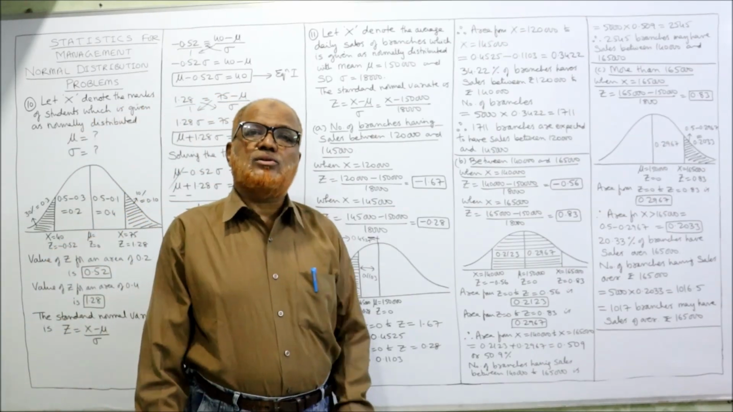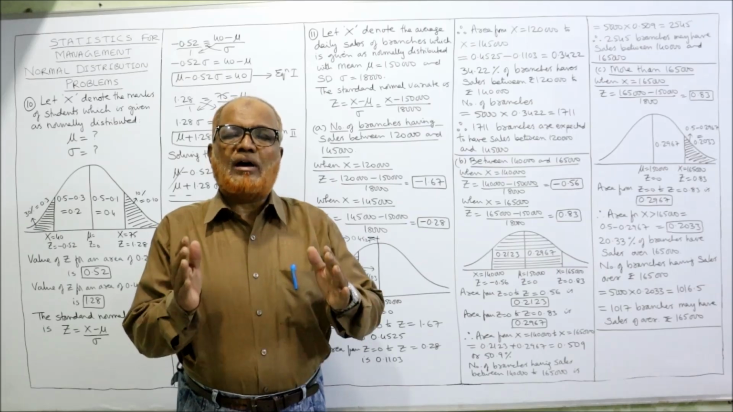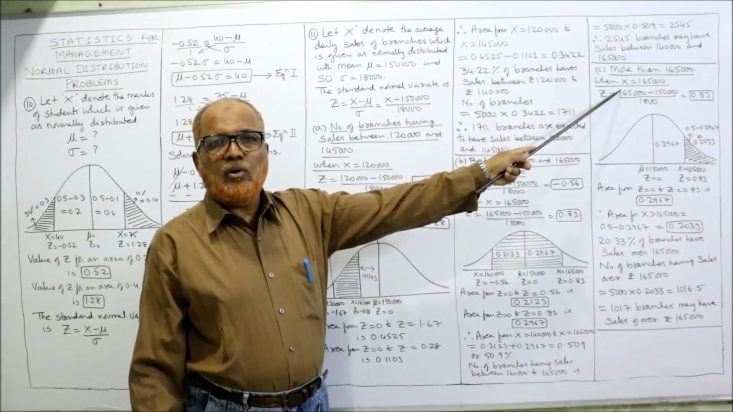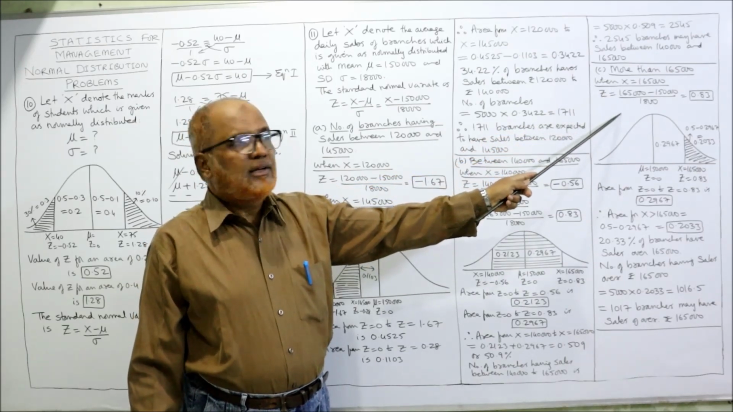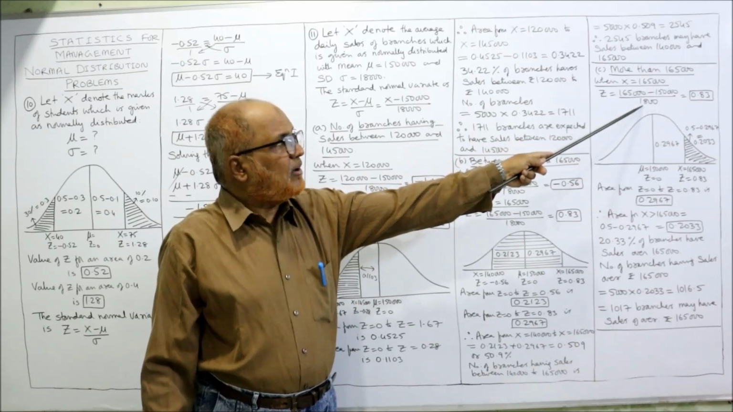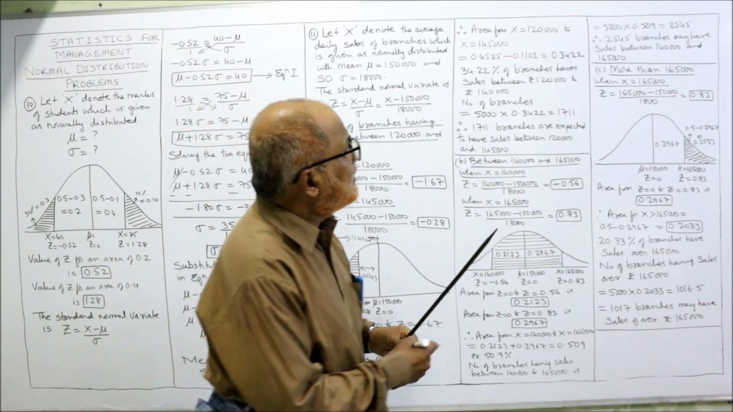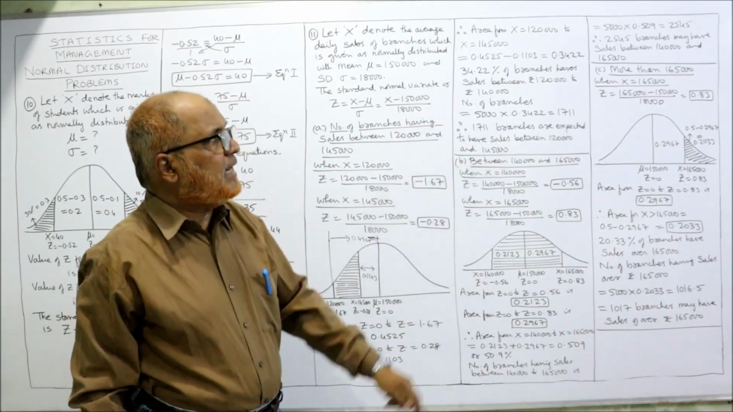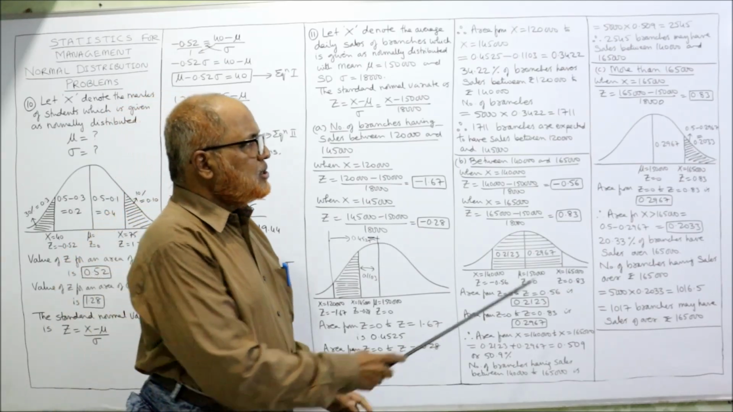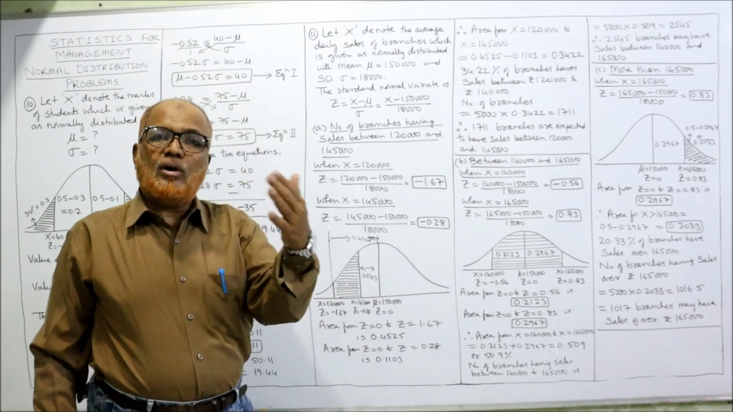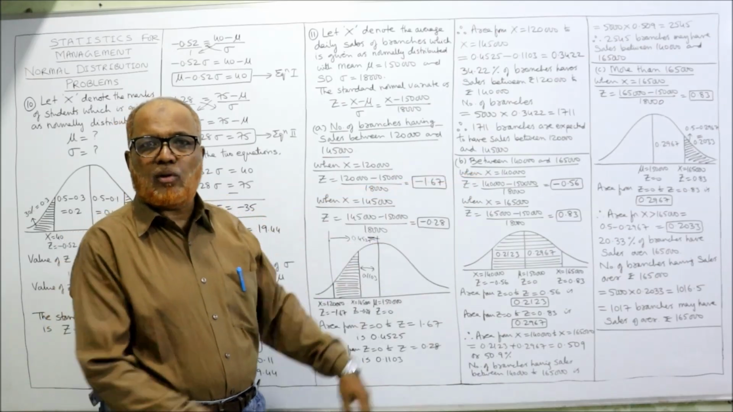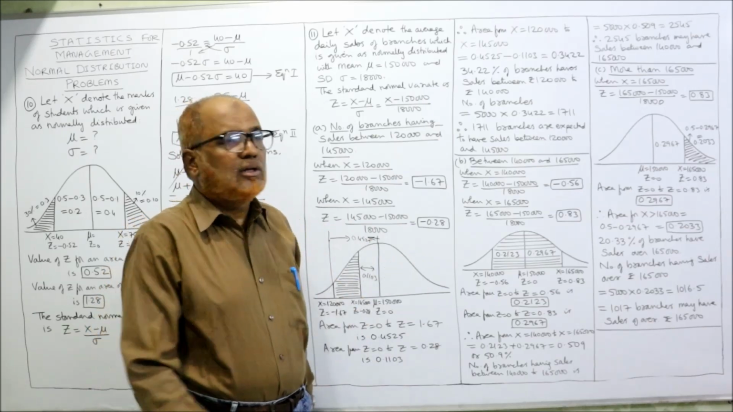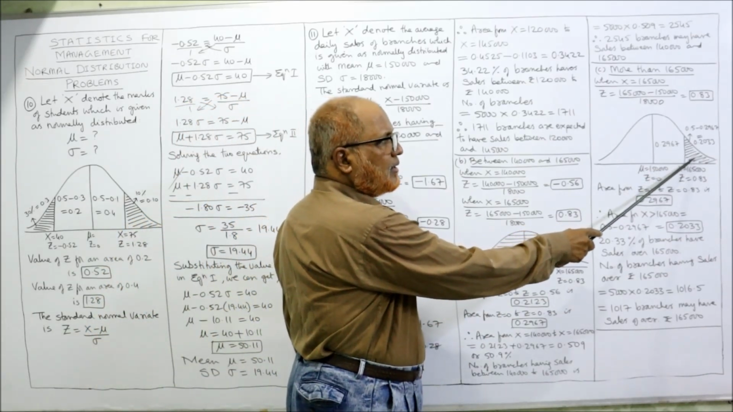Last, C bit. More than 165,000. So how many branches are expected to have sales of more than 165,000? When x is equal to 165,000, what is the value of z? So 165,000 minus 150,000 divided by 18,000, it is not 1800, it is 18,000, is equal to 0.83, right? So here 165,000 is more than the average 1,50,000, so right hand side. But we need more than 1,65,000, so this is the shaded area we require, right?